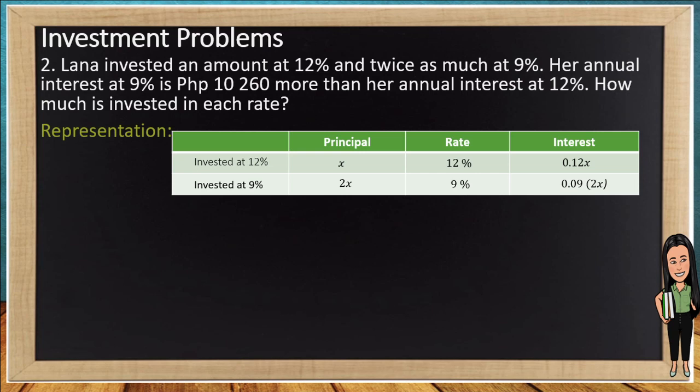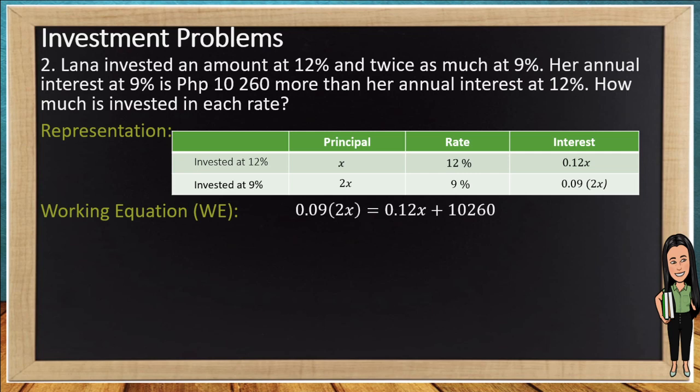Okay, balikan natin yung tanong. Annual interest at 9% is 10,260 more than her annual interest at 12%. So, yung annual interest niya sa 9%, which is 0.09 times quantity 2x, is equal to yung interest niya sa 12%, so 0.12x, plus 10,260. Kasi, more than the interest at 12. Yung nasa 9%. So, mas malaki yung interest niya sa 9%.